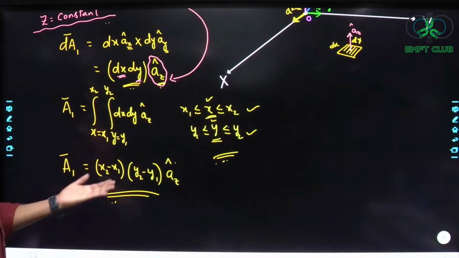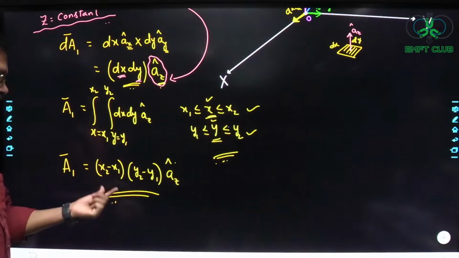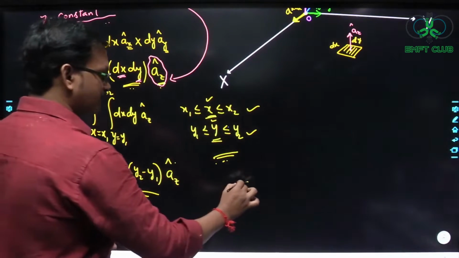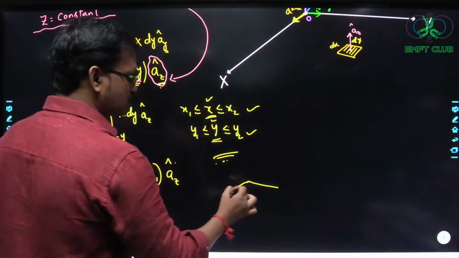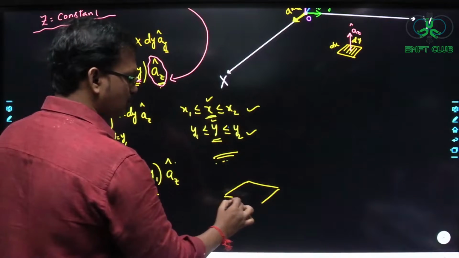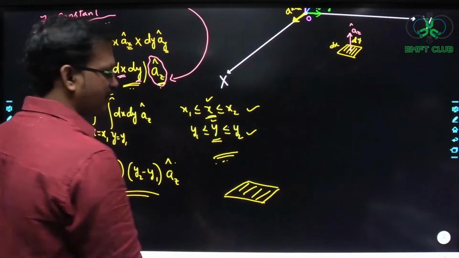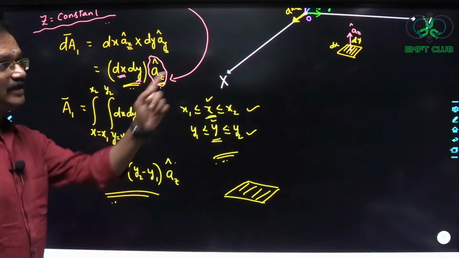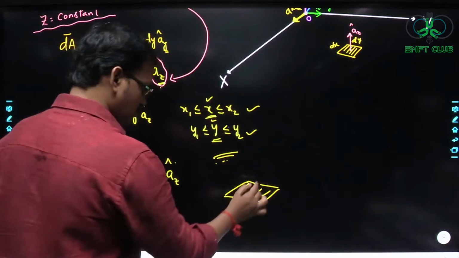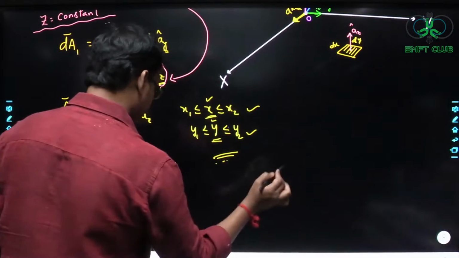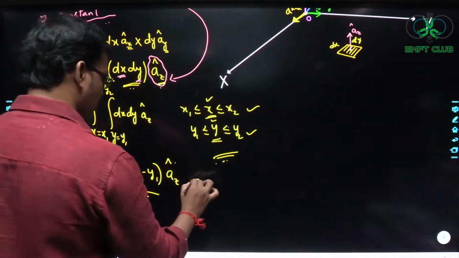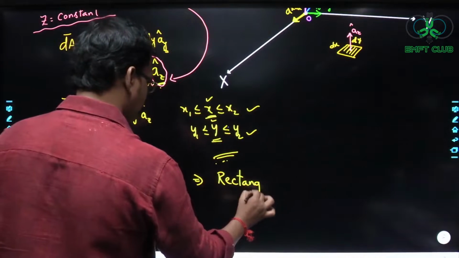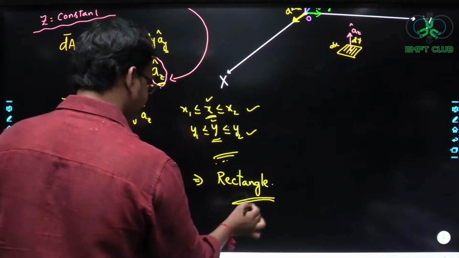What is the shape of this surface here? x2 minus x1 is like a length, and y2 minus y1 is like a breadth. Length into breadth gives the surface area of a rectangle. So the surface area of a rectangle in the xy plane. The shape of the surface you are going to get is a rectangle.